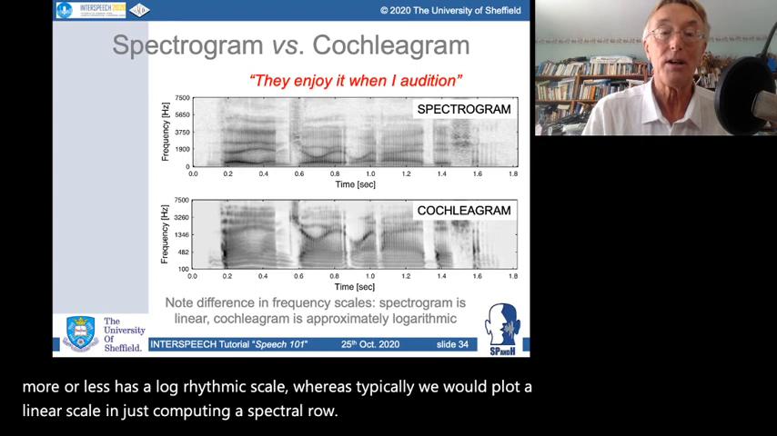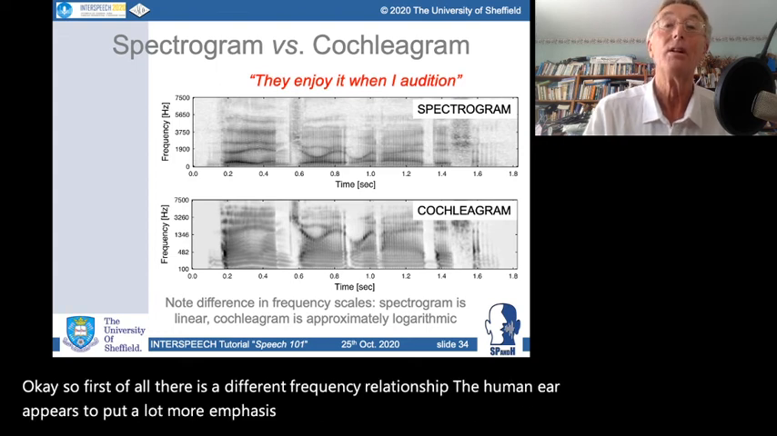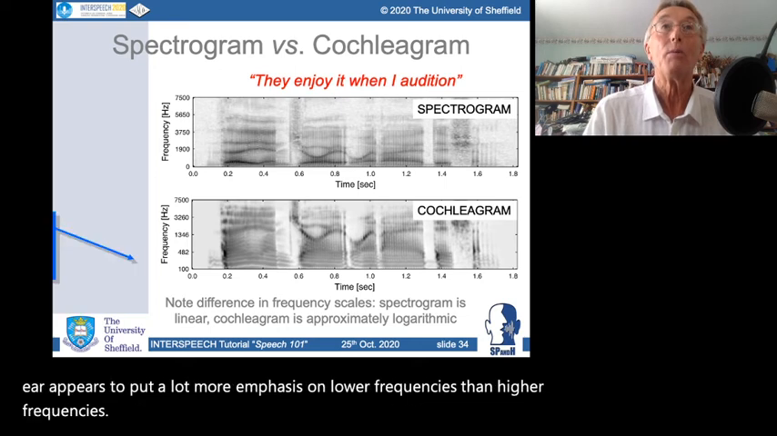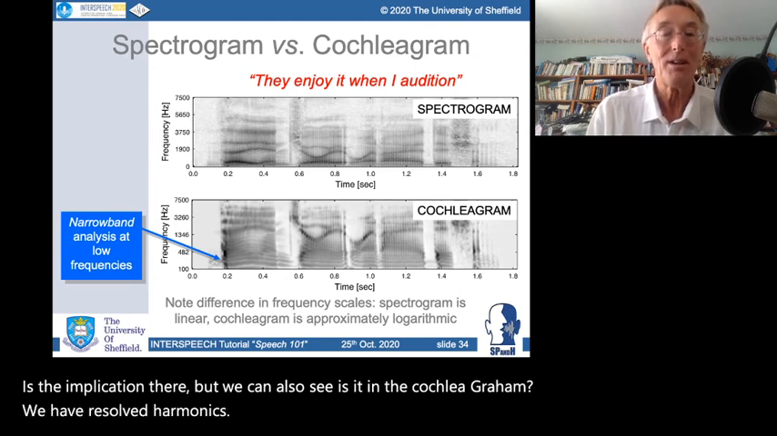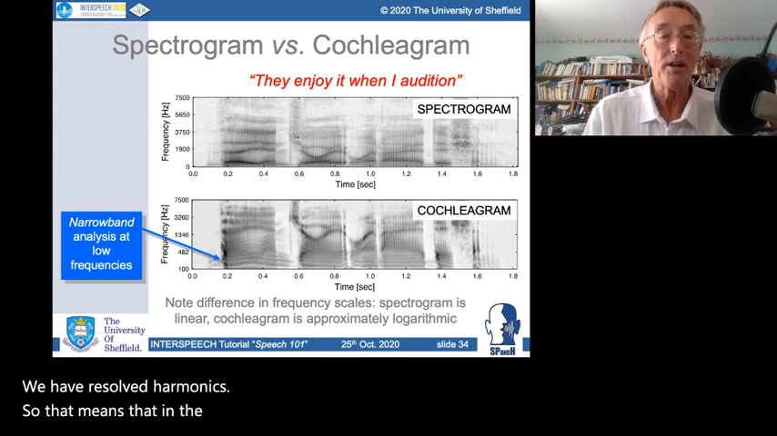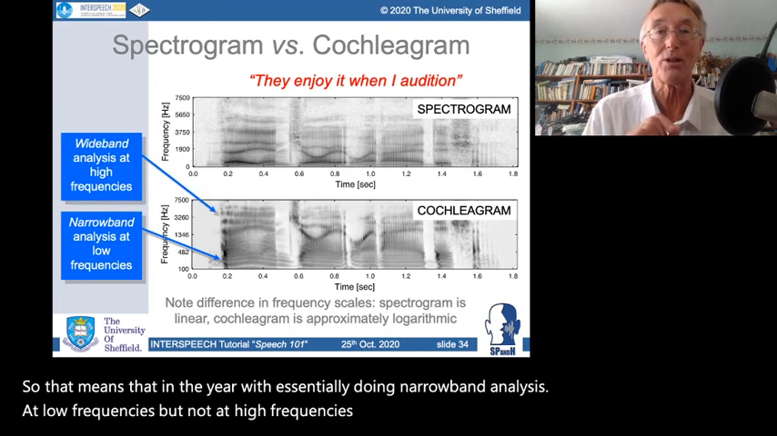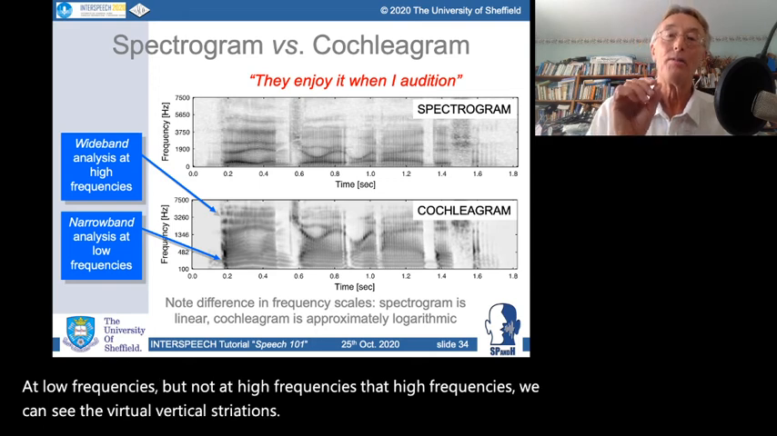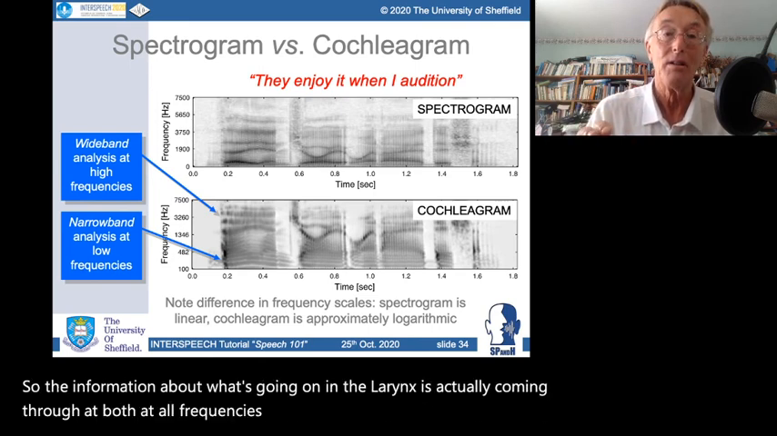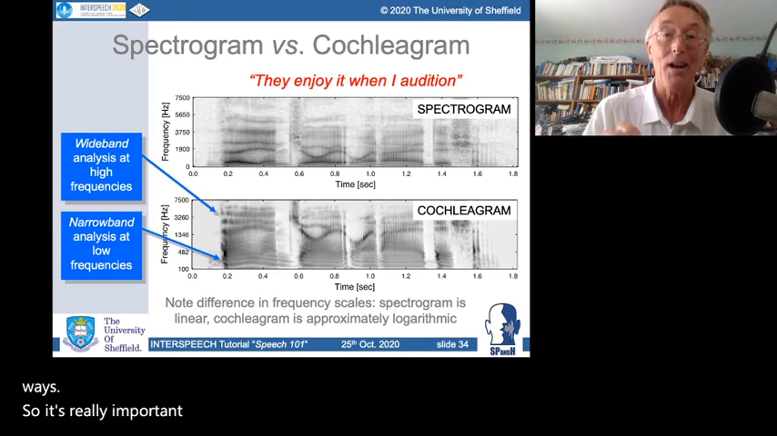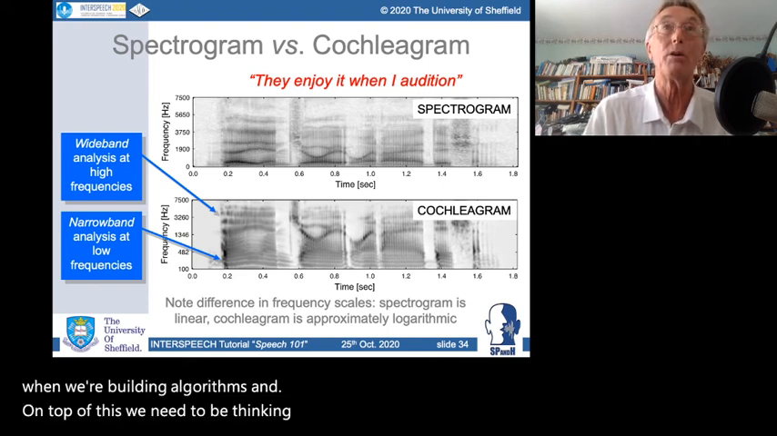So first of all, there is a different frequency relationship. The human ear appears to put a lot more emphasis on lower frequencies than higher frequencies. But what we can also see is that in the cochleogram, we have resolved harmonics. So that means that in the ear, we're essentially doing narrowband analysis at low frequencies, but not at high frequencies. At high frequencies, we can see the vertical striations. So the information about what's going on in the larynx is actually coming through at all frequencies, but it's coming through in different ways. So it's really important to appreciate this is what the ear is doing. And then when we're building algorithms on top of this, we need to be thinking very carefully of what kind of information we're trying to get at.